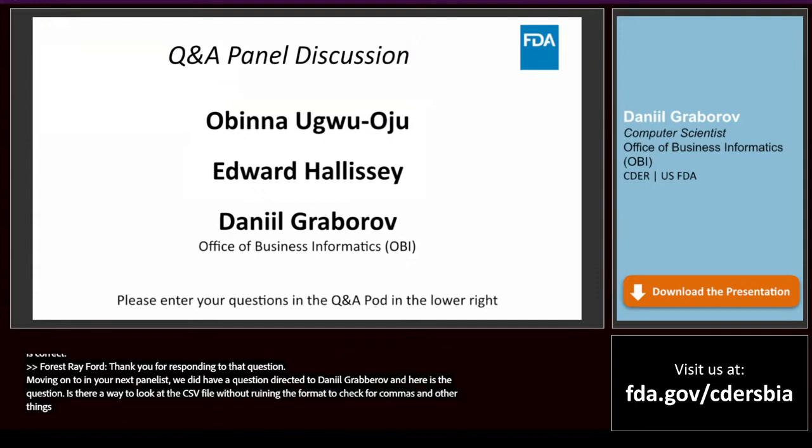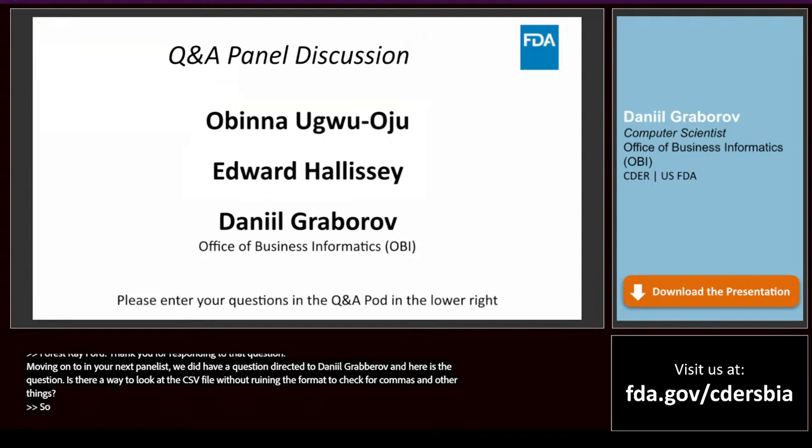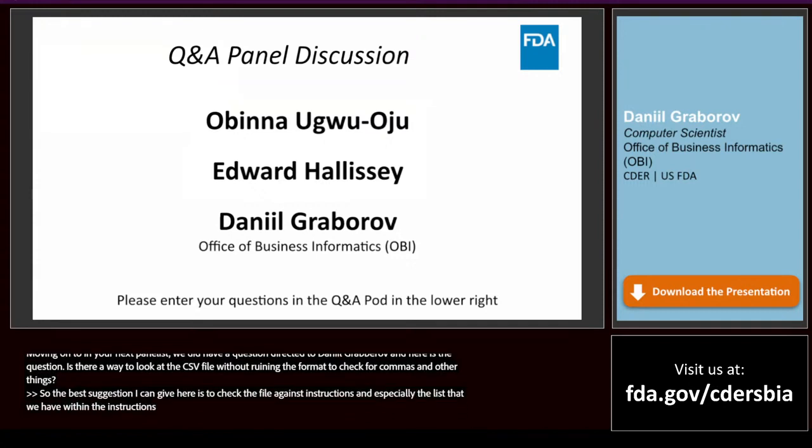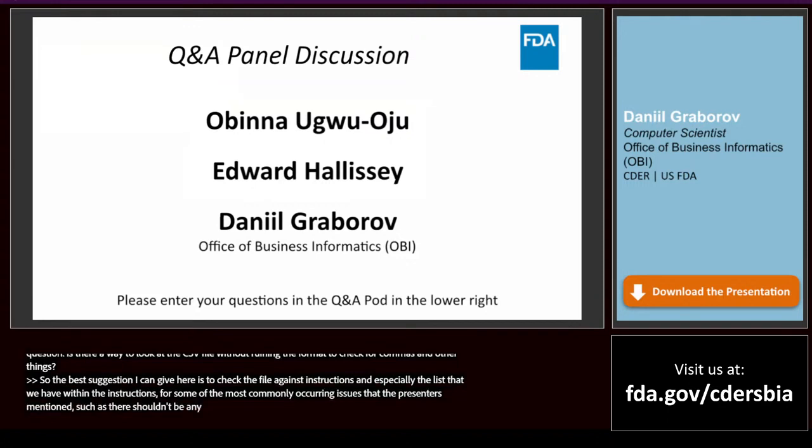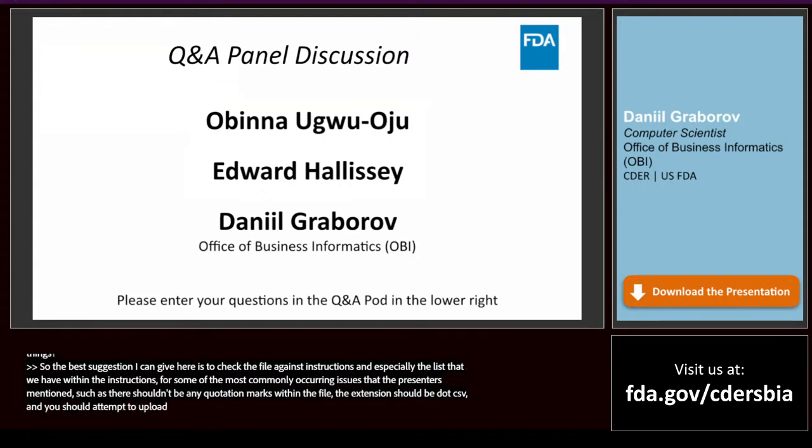So the best suggestion that I can give here is to check the file against the instructions, and especially the list that we have within the instructions for some of the most commonly occurring issues that previous presenters mentioned, such as there shouldn't be any quotation mark within the file, the extension should be .csv, and then you should just attempt to upload the file, and we have a built-in parser that will also determine if there is an issue. So if that is successful, then that tells you that the structure is correct.